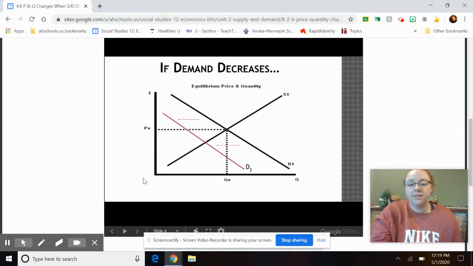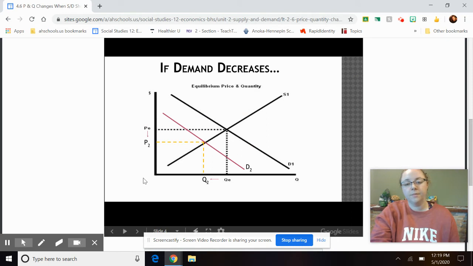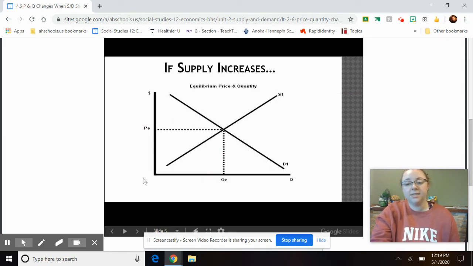When demand decreases, the price is going to decrease, and the quantity available is going to decrease, because the price is low, so more people are buying it. And with an increase, the price goes up, fewer people are buying it, so there's more quantity available. Okay. Supply increase is a little bit different.